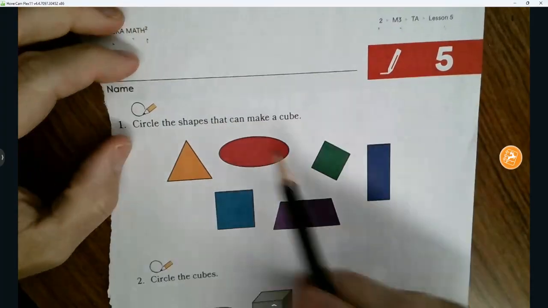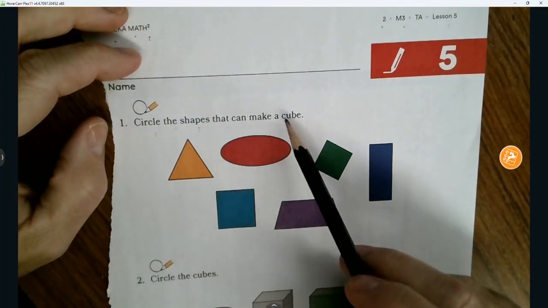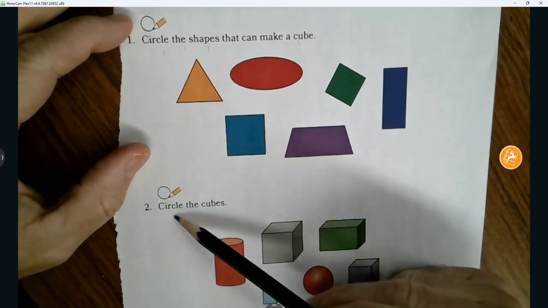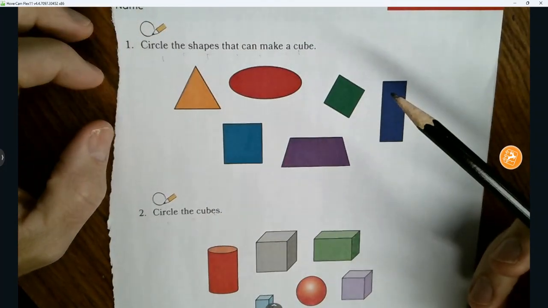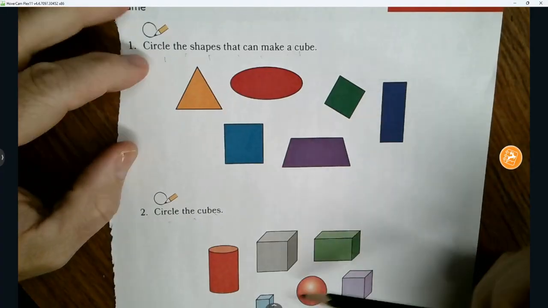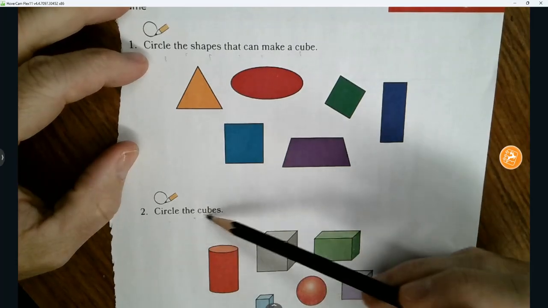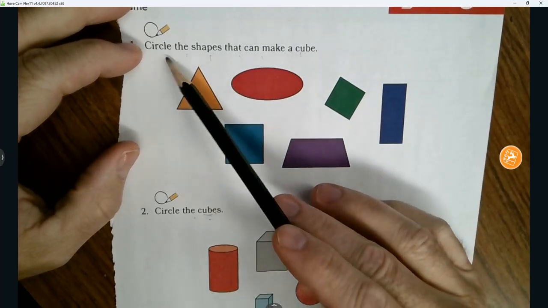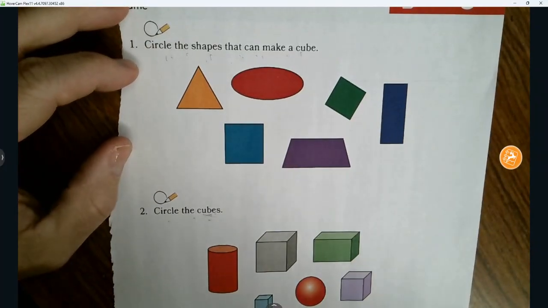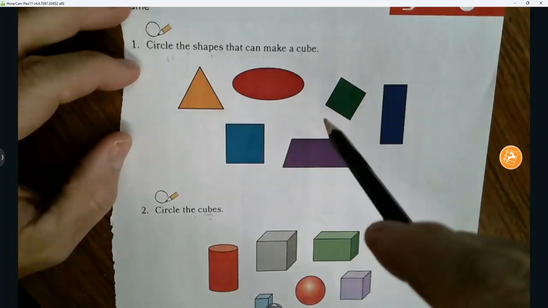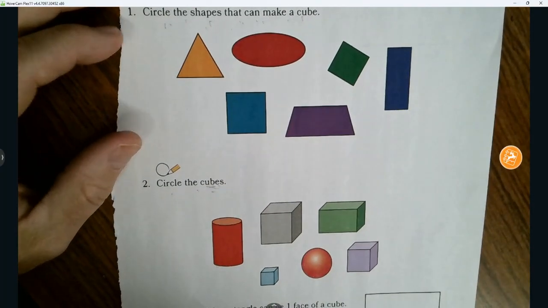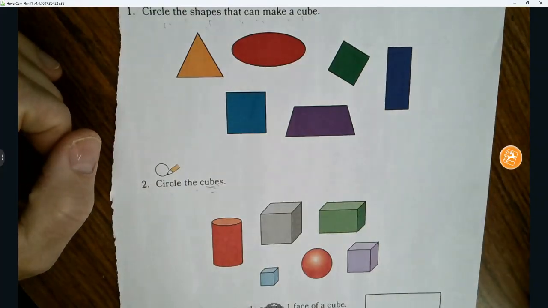All right, so circle the shapes that can make a cube. Let's look at number 2 real quick. Circle the cubes. So there's cubes here, right? It says circle the cubes. Up here it says circle the shapes that can make a cube. So what do we see that's similar between here and here? If we're going to use these to help ourselves, what do we see that's similar?